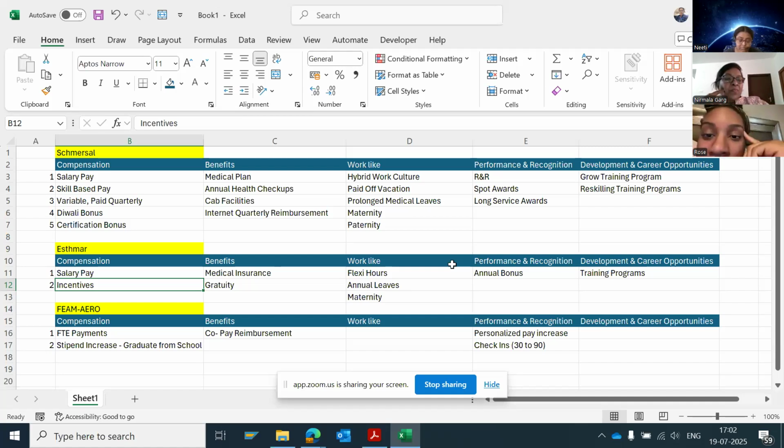Okay, guys. I am so jealous of the first girl because her company is like a rock star. However, I work at Feme Arrow. The compensation portion of the table is we offer payments for conversions when somebody goes from temporary to a full-time employee. And then we also have a stipend increase for graduates from aircraft mechanics school.